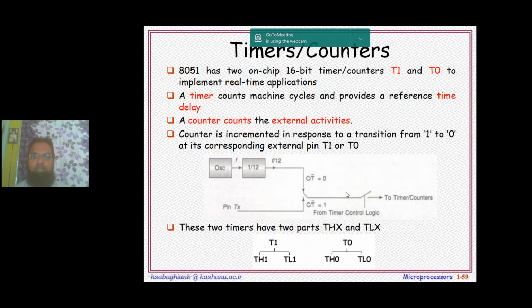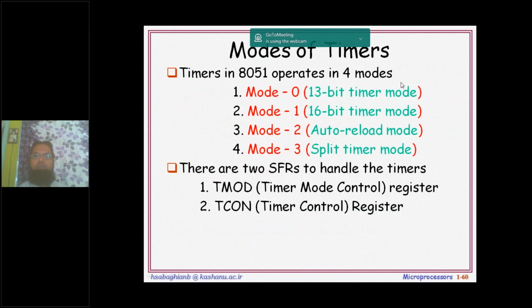Now if it is acting as a counter, it will take the input from the T0 pin of the processor. This T0 pin is provided at port 3. So for timer 0, the T0 pin; for timer 1, the T1 pin. So if it is acting as a timer, it will take the input from the clock. And in order to handle timers, there are two specific timer registers, T0 and T1. These can be further divided into two 8-bit registers: TH1, TL1, TH0 and TL0. Now there are 4 modes of operation of the timer: mode 0, mode 1, mode 2 and mode 3.